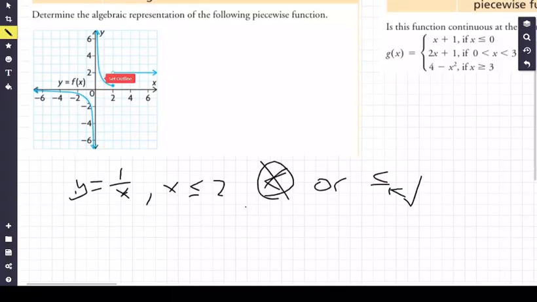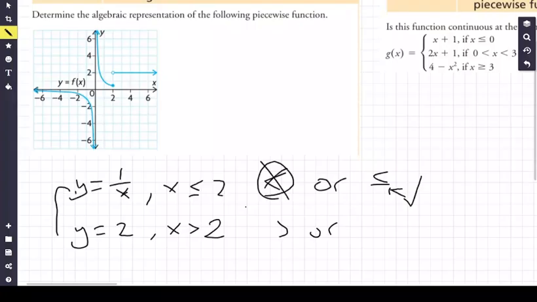Now, since we have our first part done, let's go ahead and look at our second part. So y is equal to what? This is a constant function that was already defined. So y equals 2. And now, is x greater, or greater than or equal to? It's greater, because we have an open dot. So this is wrong, and this is correct.